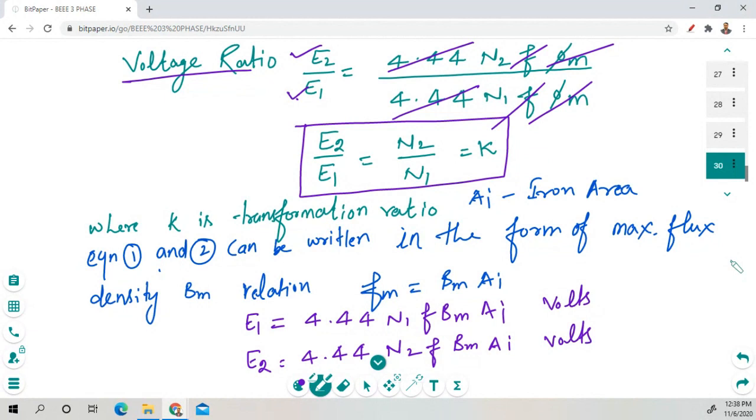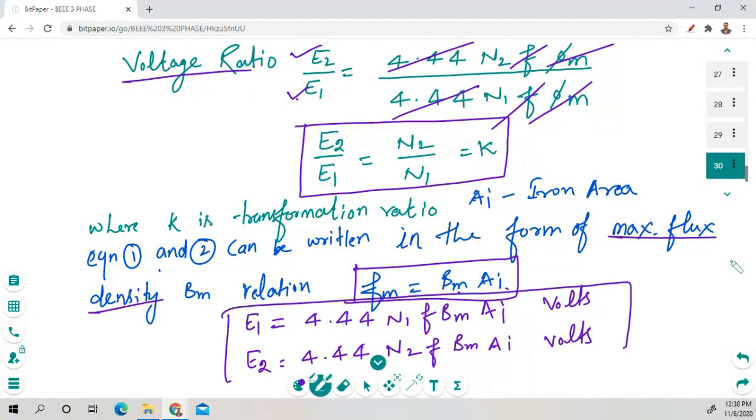Okay, so we can use this for the maximum flux density. How to calculate this maximum flux density? This maximum flux density is calculated using Vm over the area. So we put these values here, and we calculate these EMF equations for the primary and secondary winding.